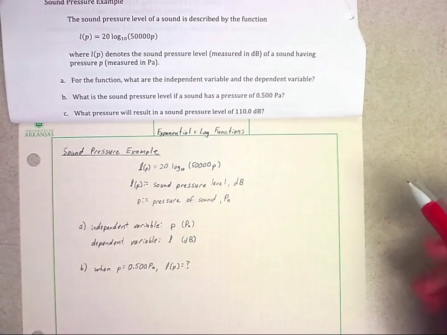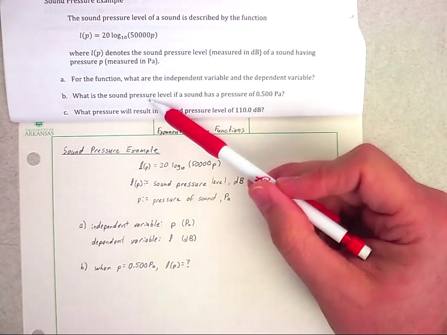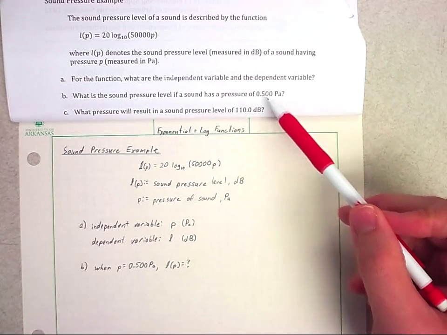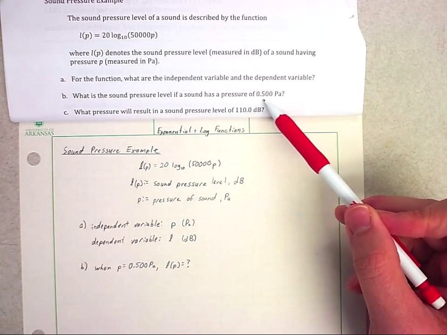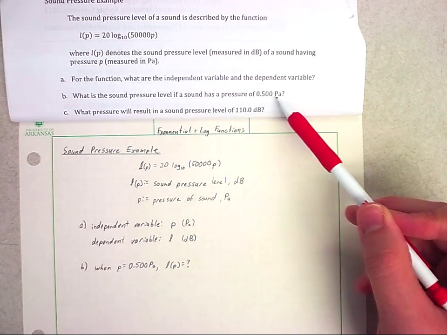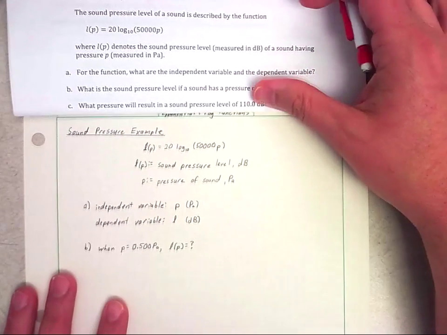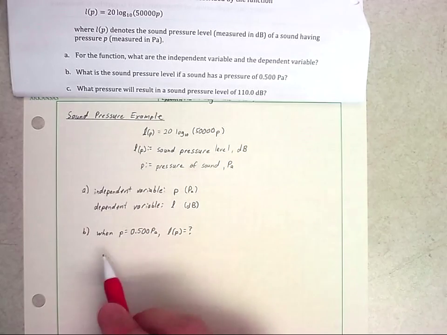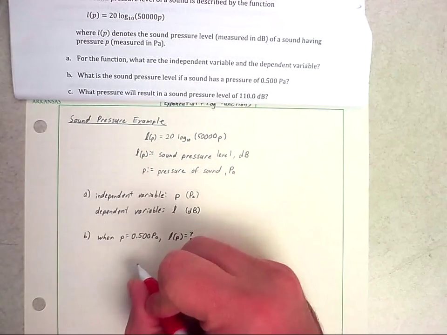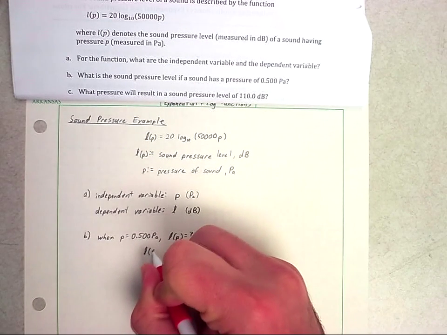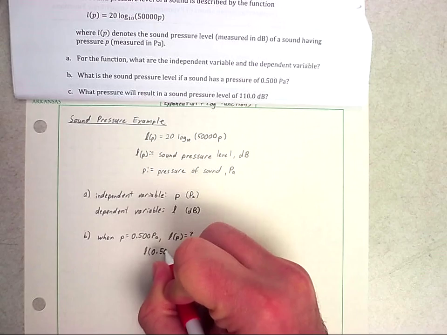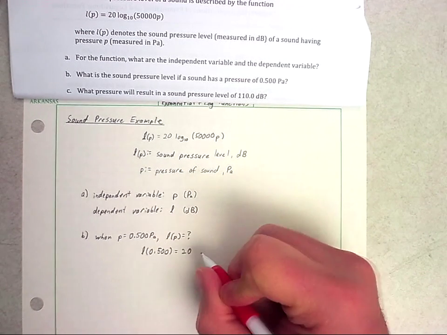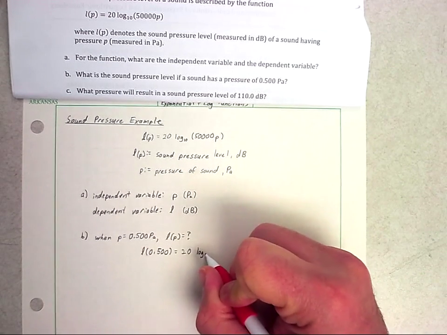All right, and so question 1 says, what is the sound pressure level if the sound has a pressure of 0.500 pascals? Okay, so that's easy enough. We've got P. We want to find L of P. So L of 0.500 is going to equal 20 times the log base 10.